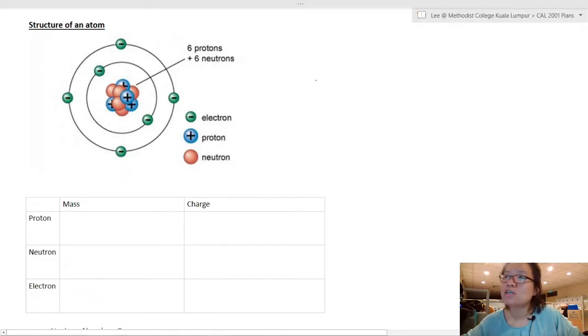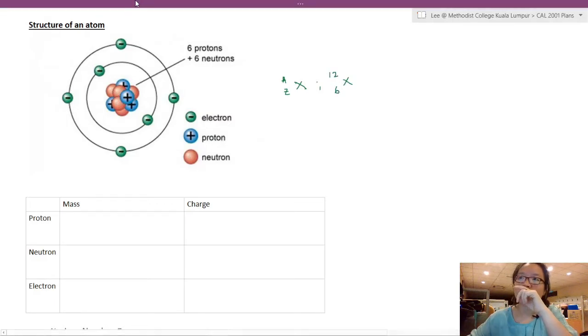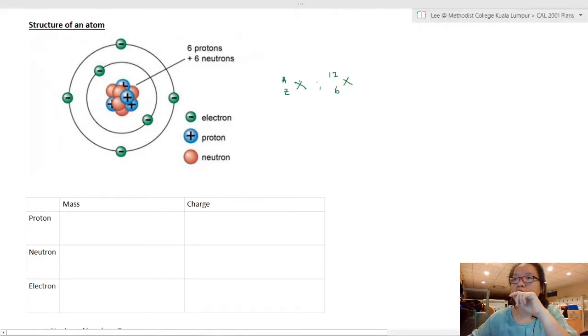Normally it's represented like this, let's say this is the atomic symbol. So let's say this is X, this is A, this is Z. This one will be written as X, with 12 on top, which is 6 plus 6, and this one will be 6. So what is on top here is the nucleon number.